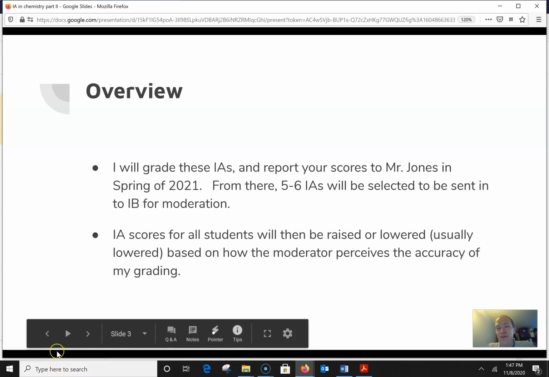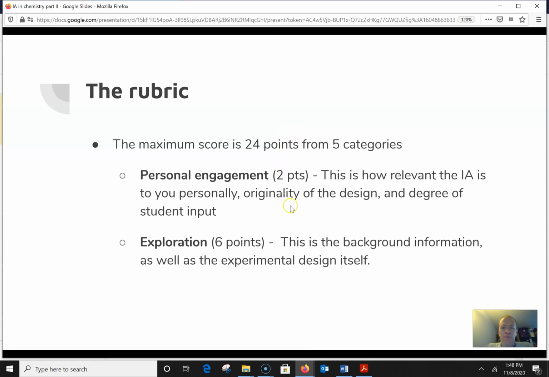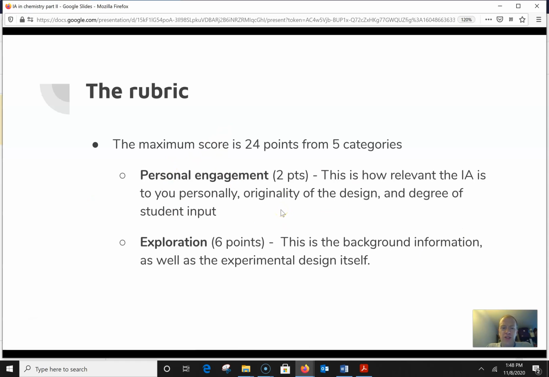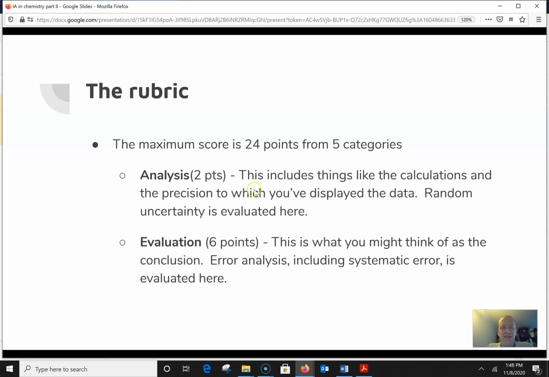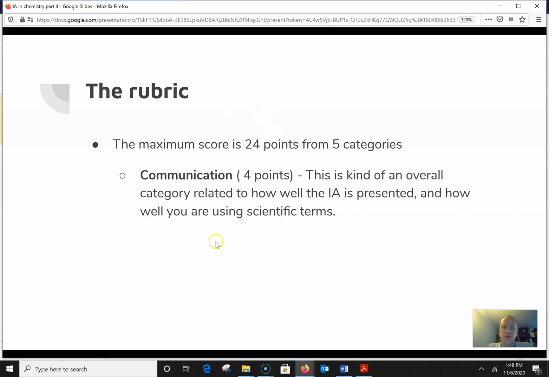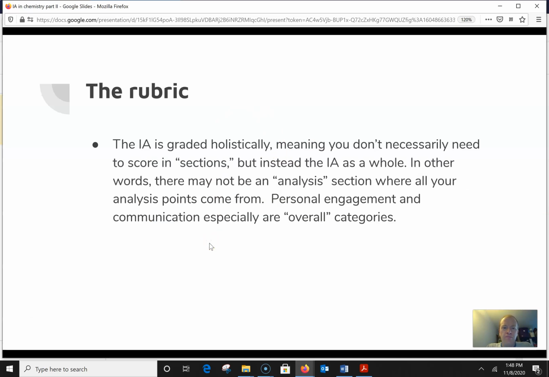Now, last year, of course, we didn't have tests, and it ended up that all the IAs were sent in, and all the IAs were graded by an IB moderator. So who knows what will happen this year. There are 5 categories. I'm going to go over these in detail in a little bit: personal engagement, exploration, which is basically background information, analysis, evaluation, and then communication, which is kind of an overall thing.